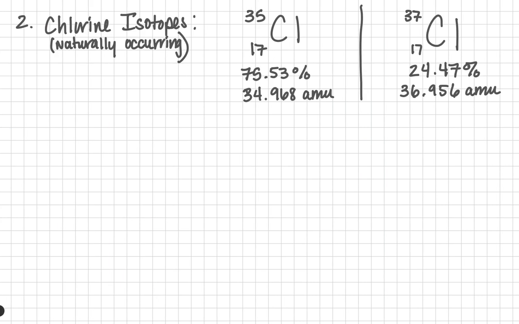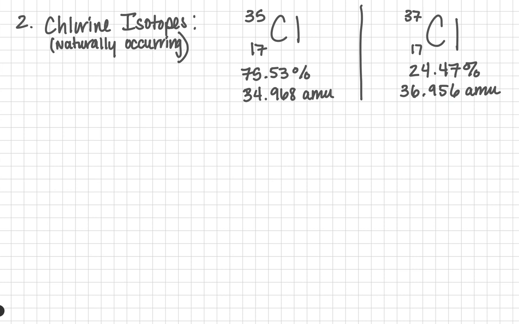So for number 2, we have chlorine isotopes that are naturally occurring. Naturally occurring is really important, because if it's naturally occurring, that's what we're going to naturally see 100% of in the earth. So the information is you have this first chlorine isotope that is found pretty much 75%, and this is the weight. And then we have the other one that is about 25%, and that's the weight.